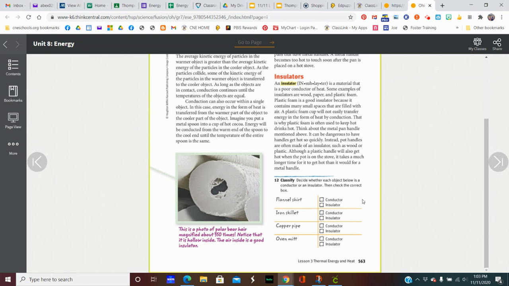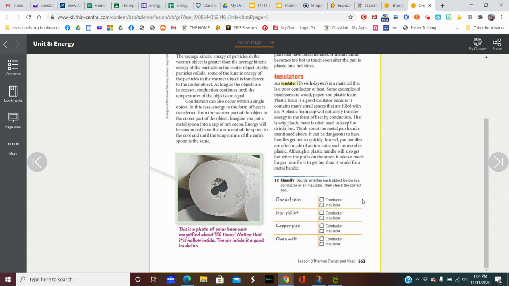Iron skillet. Conductor or insulator? Copper pipe. Conductor or insulator? And an oven mitt. Conductor or insulator?